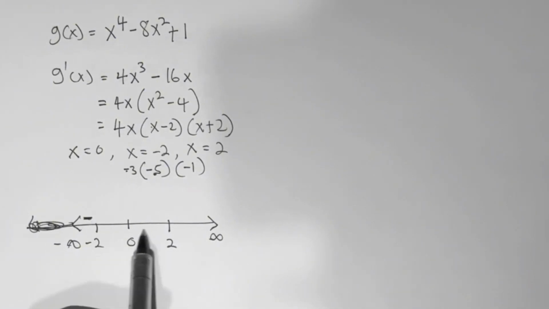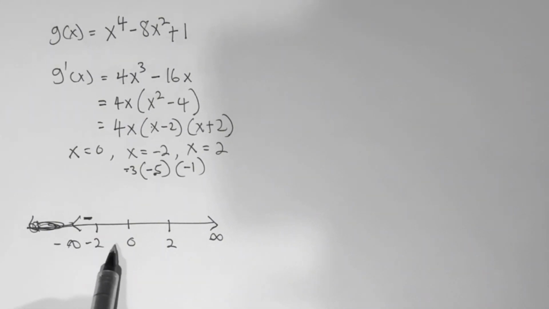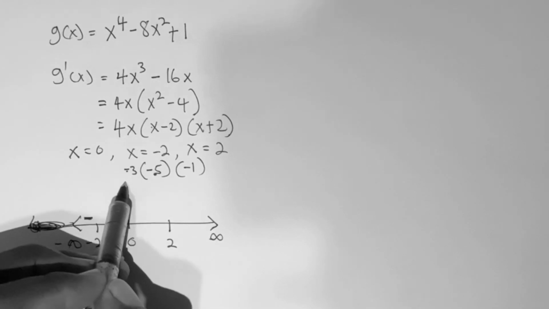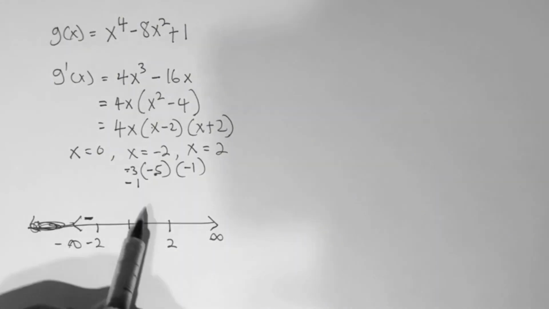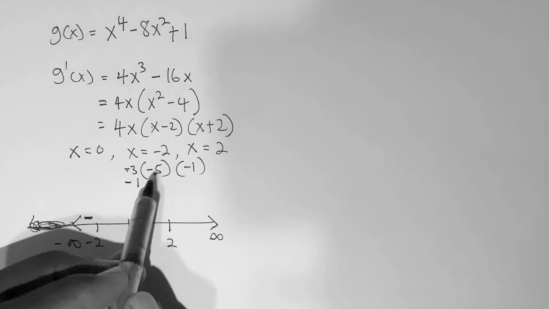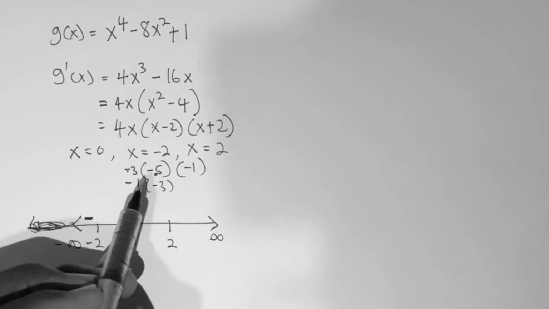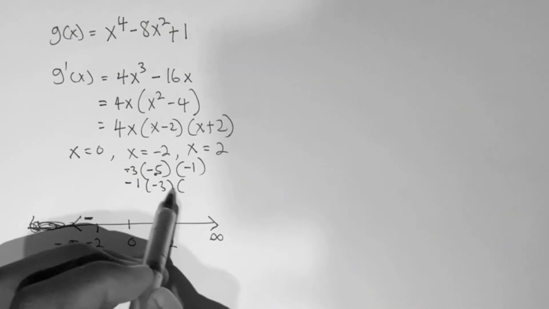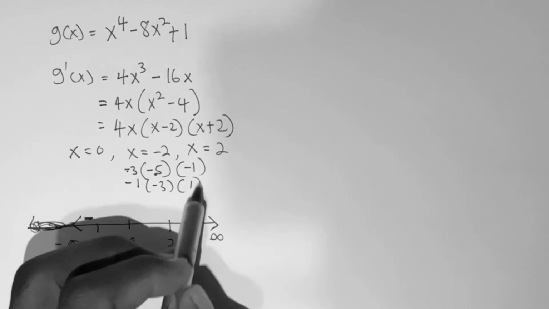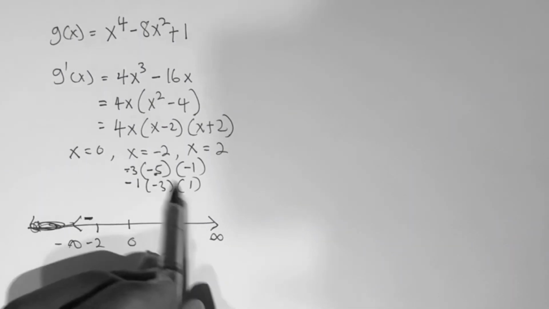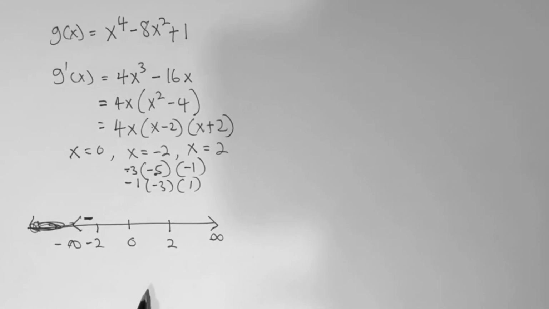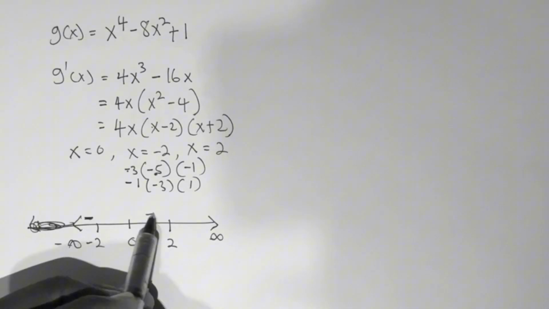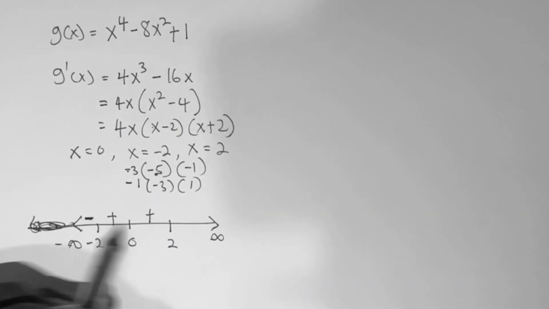Now let's take a value between minus 2 and 0. For example, minus 1. Now here is minus 1. Then minus 1 minus 2 is minus 3. Then minus 1 plus 2 is positive 1. So minus 1 times minus 3 is plus 3. 3 times 1 is 3. So it's positive in this region.